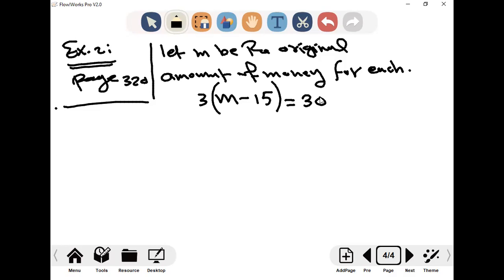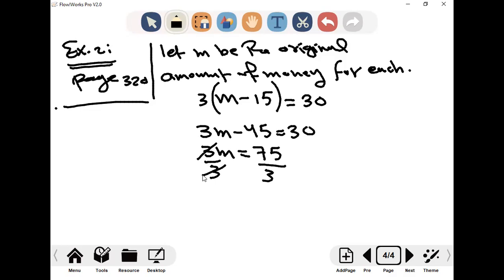Now let's solve it to know the original amount of money. I'll distribute the 3. It will be 3M minus 45 equal what? So 3M equal 75, right? Divide by 3 both sides. M will be what? $25.